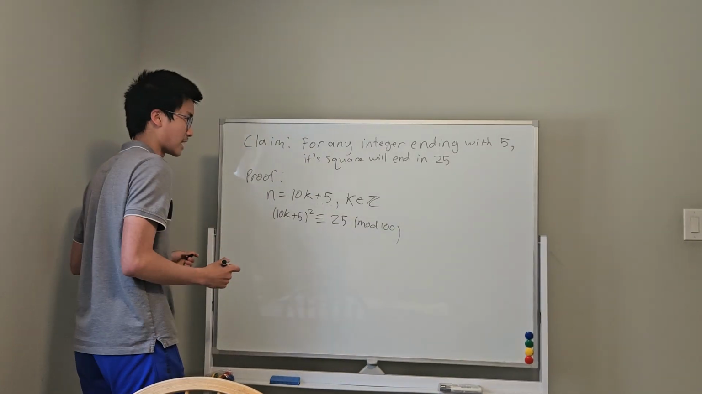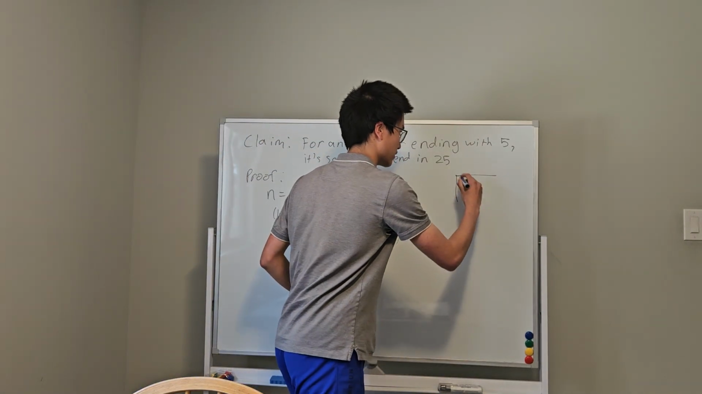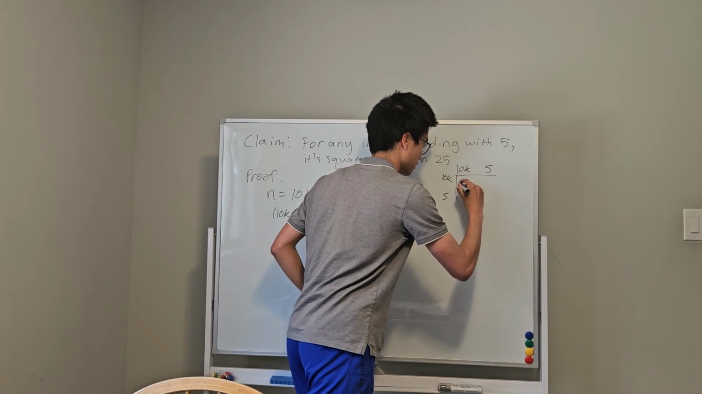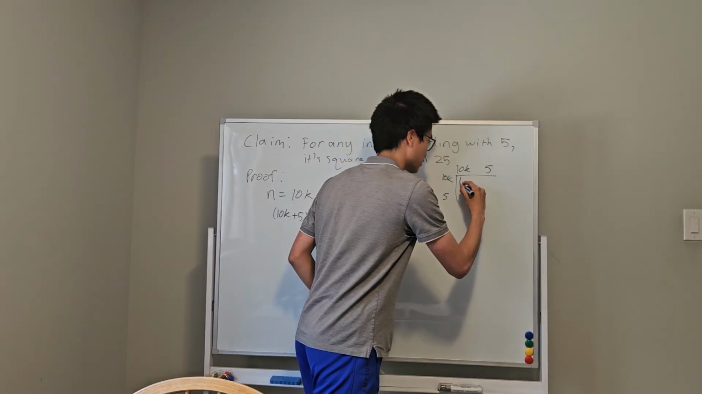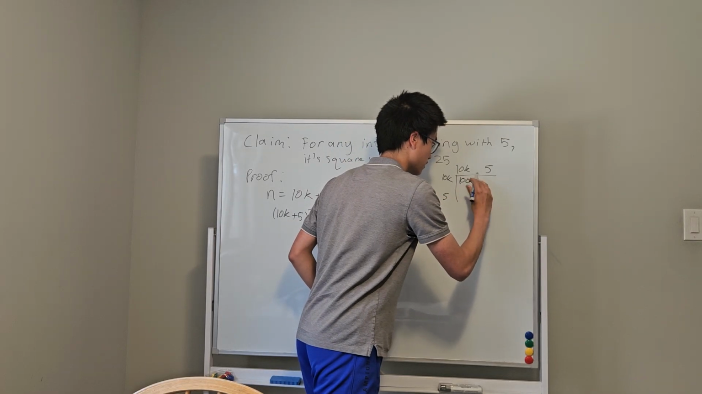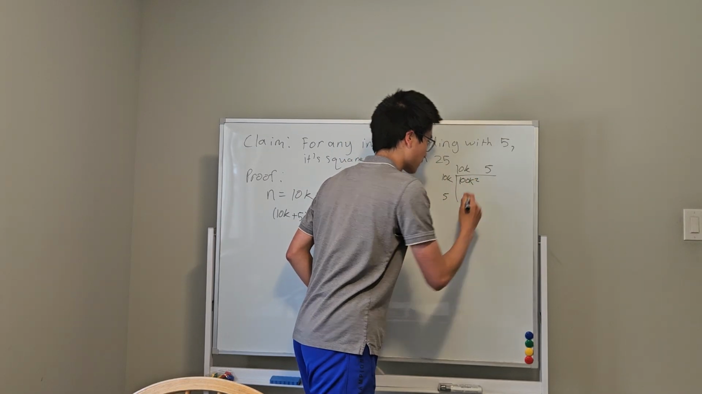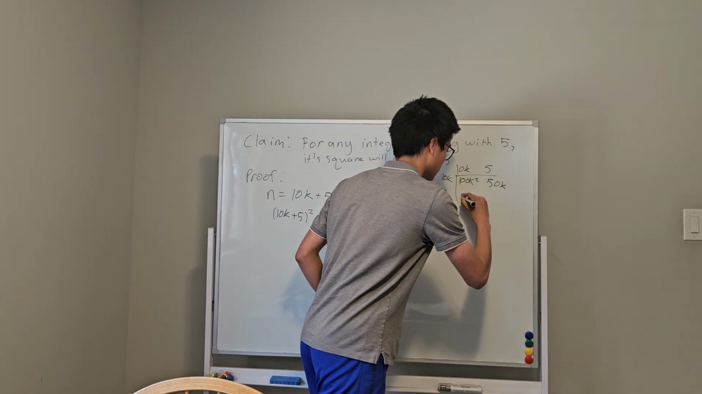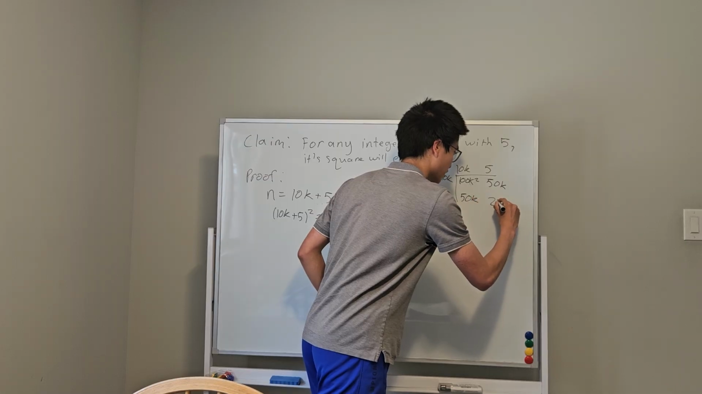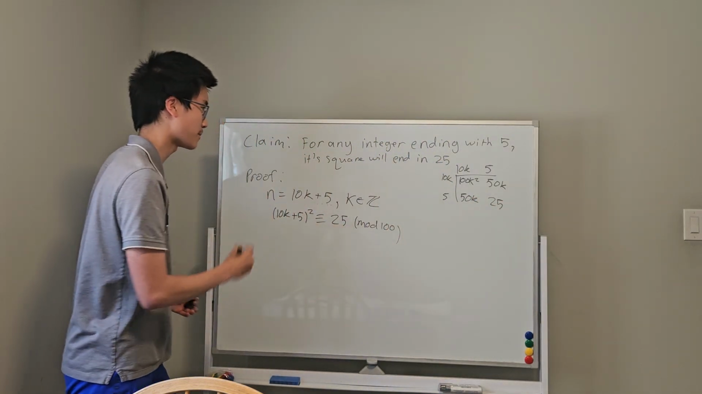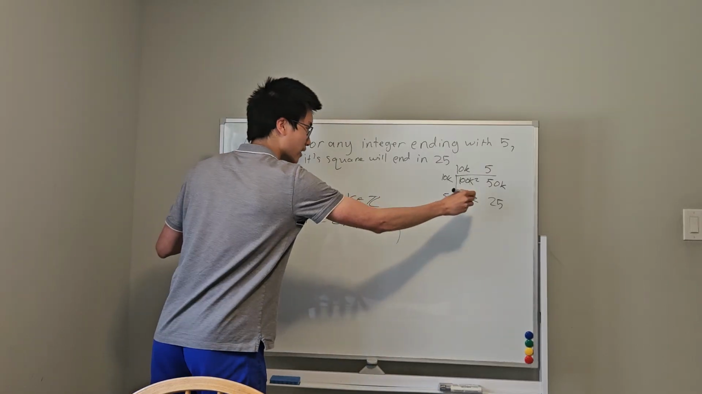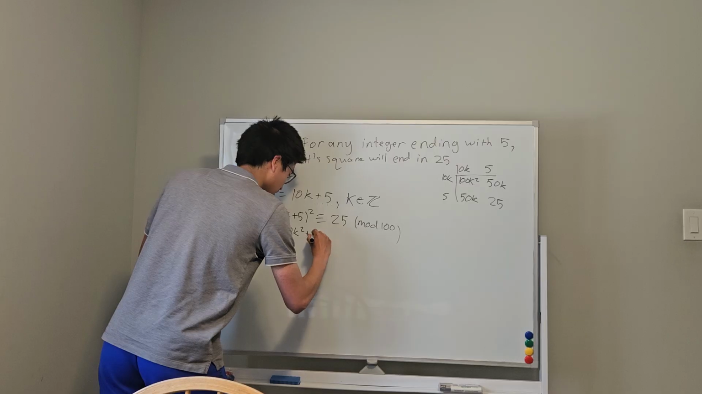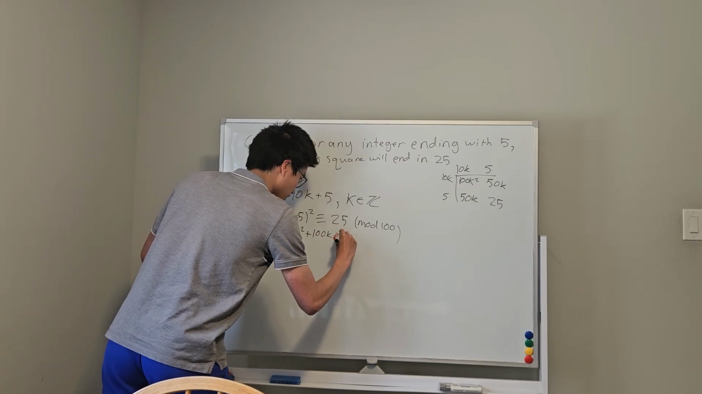And after expanding this out, so I'll do it here. 10k times 10k is 100k squared. 5 times 10k is 50k, and it will be the same here. And 5 times 5 is 25. So therefore, (10k plus 5) squared, you add all this up, and you will get 100k squared plus 100k plus 25.